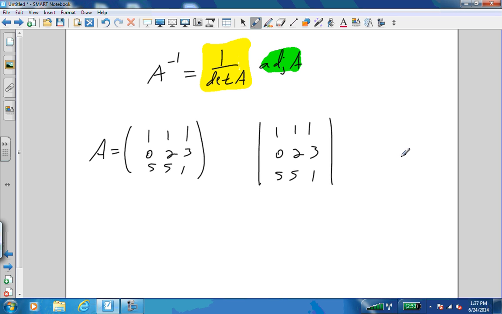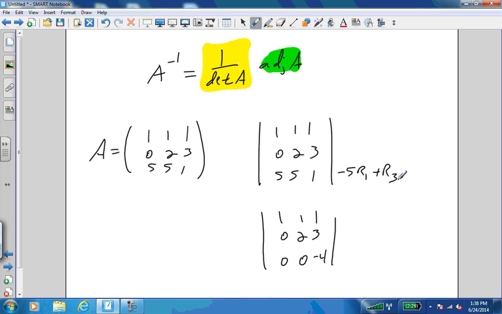The first way that jumps out at me is if we put this in upper triangular, then we can multiply down the diagonal. We can get this in upper triangular quickly by doing negative 5 times row 1 plus row 3. So our first row is the same, our second row is the same. Negative 5 times the first row is negative 5 plus 5 is 0. Negative 5 plus 5 is 0. Negative 5 plus 1 is negative 4.